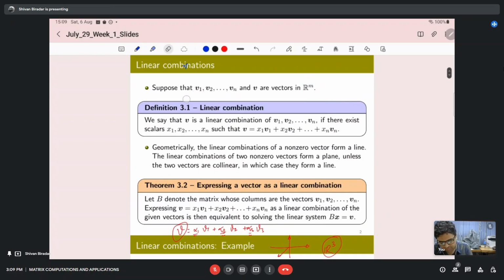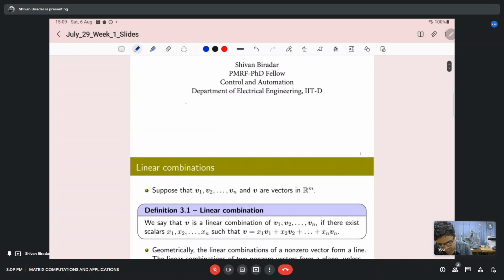So what is a linear combination in a practical or figurative sense? Let us say we have the x-axis and y-axis, with a vector 1, 0 and a vector 0, 1. What will be the linear combination of these two vectors? Let us say this is v1 and this is v2. So I have two vectors, v1 and v2.